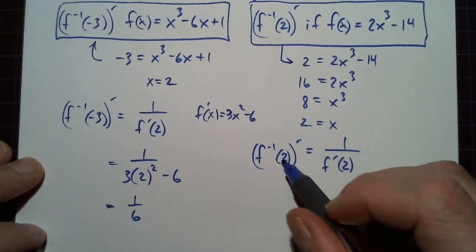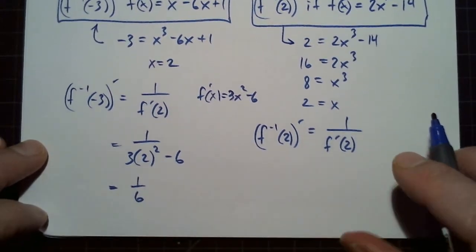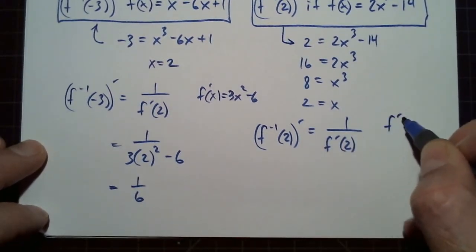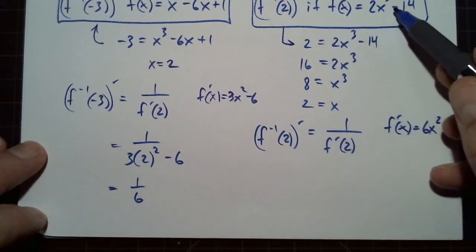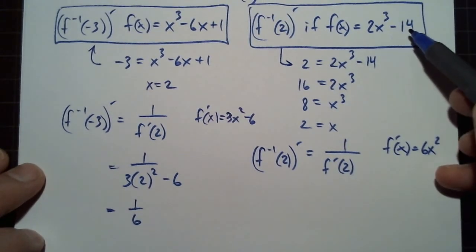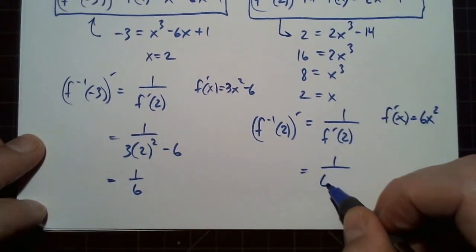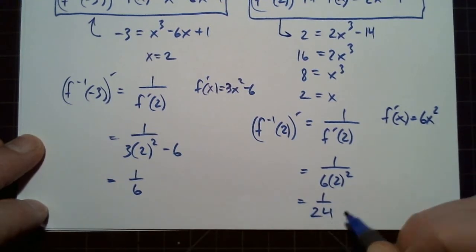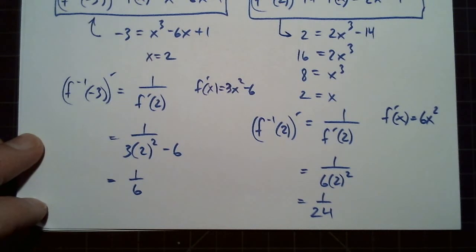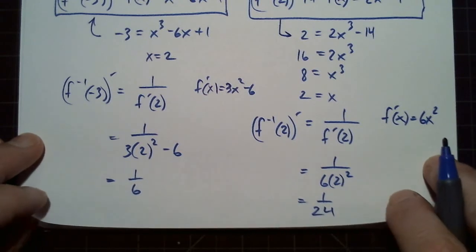So here's an example where they are the same x value, but they won't always be the same. F prime is 6x squared. So we have 1 over 6 times 2 squared, 1 over 24. And that's all we're going to do for derivatives of inverse functions.